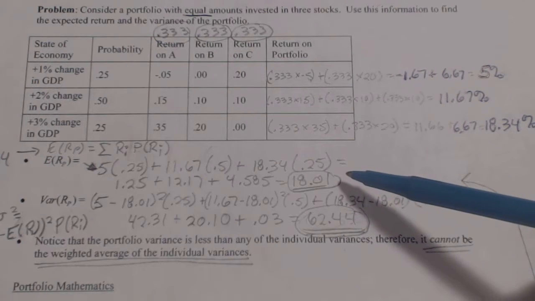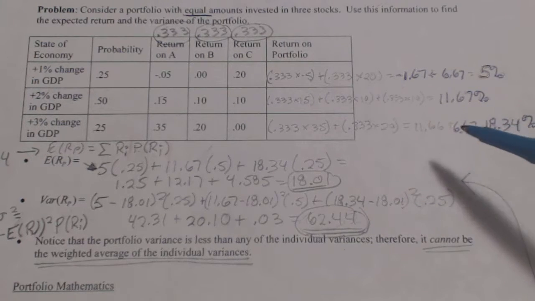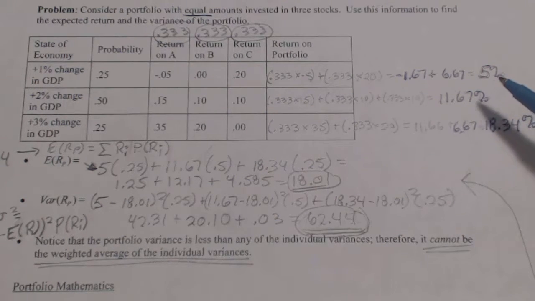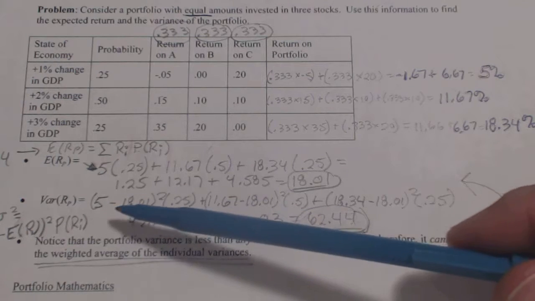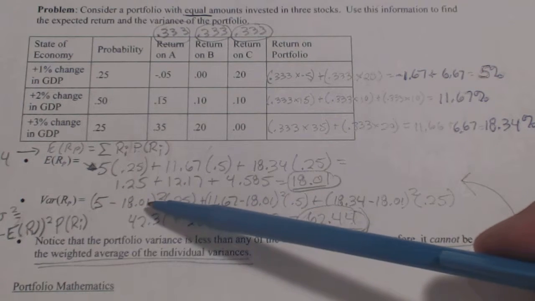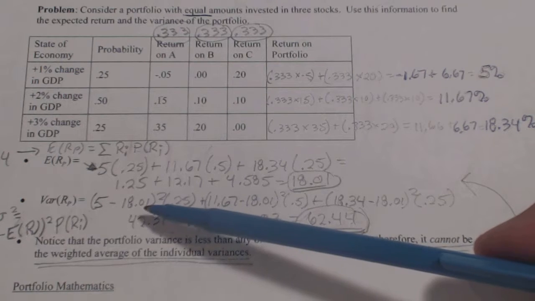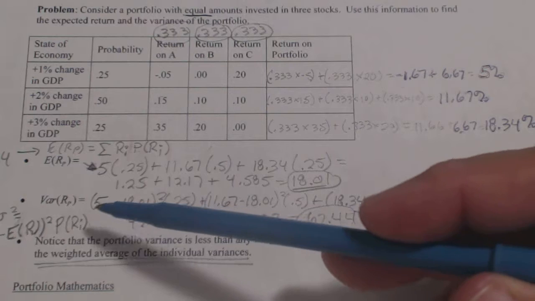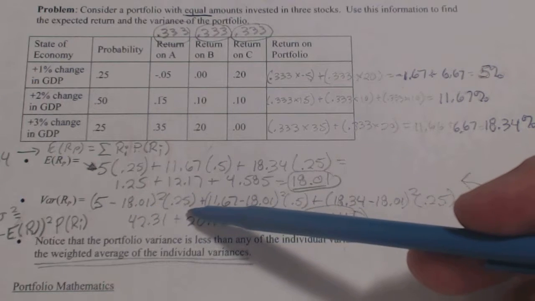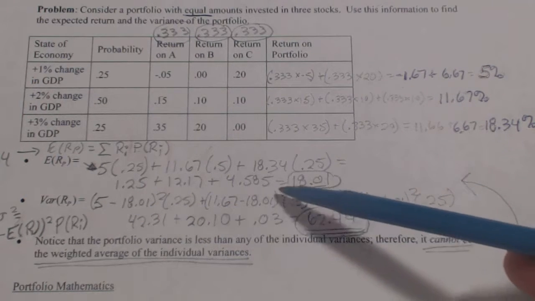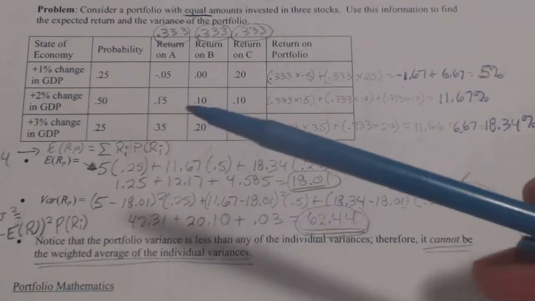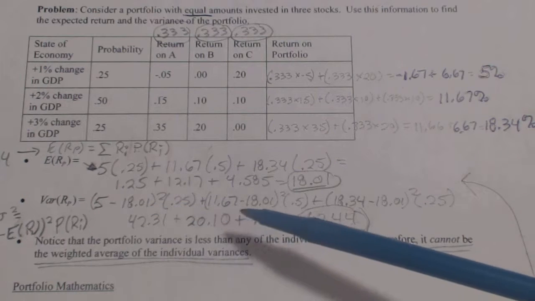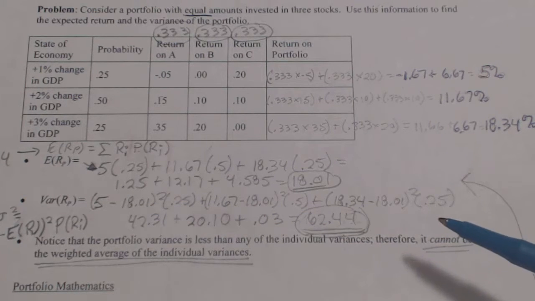Now that you've got that, you go through and figure out the variance for each one of these states. So 5 was the expected return for this state. So this is x minus mu squared. This becomes mu, this becomes your mean, 18.01. So x minus mu squared times the probability of that happening. Of course, this is just the return minus the expected return, x minus mu. And you do that all the way through.